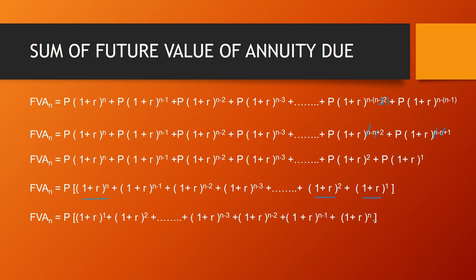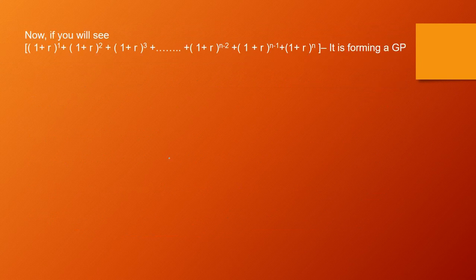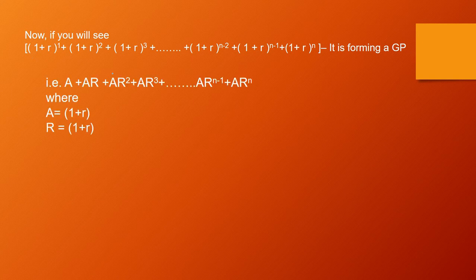Now if you look at this figure, the part which is there in this bracket is forming a GP, that is geometric progression. So let's see only the bracket term. We are not considering P right now. This is forming the GP, and GP means the first term is A, the next term is AR, the third term is AR square, the fourth term is AR cube, and it moves till AR^n.